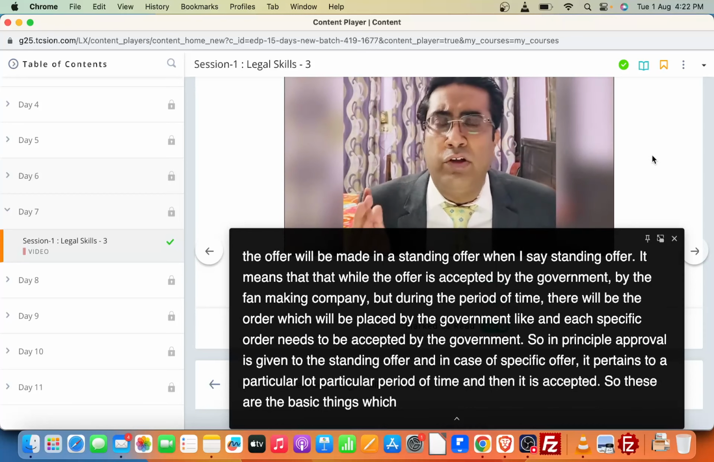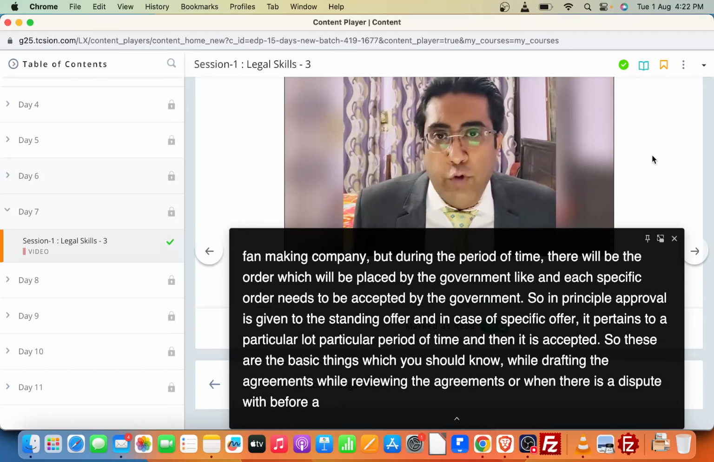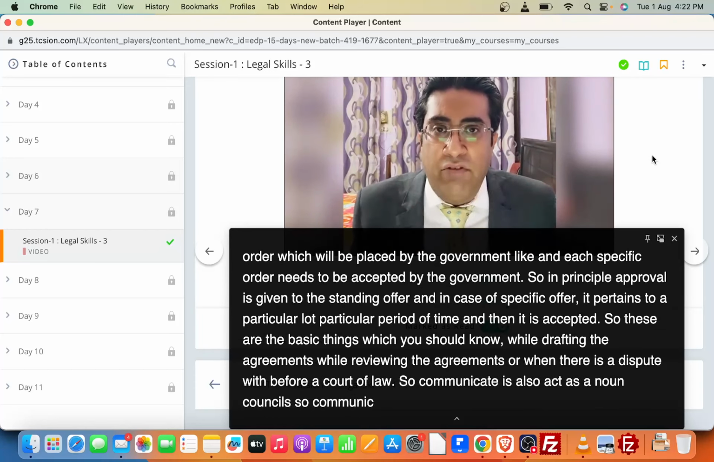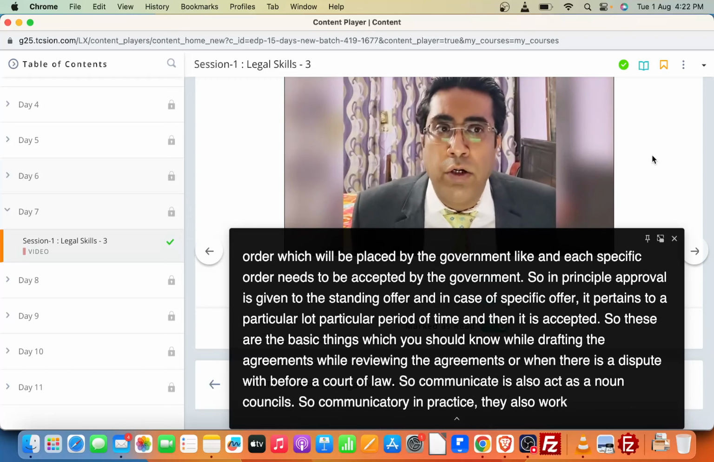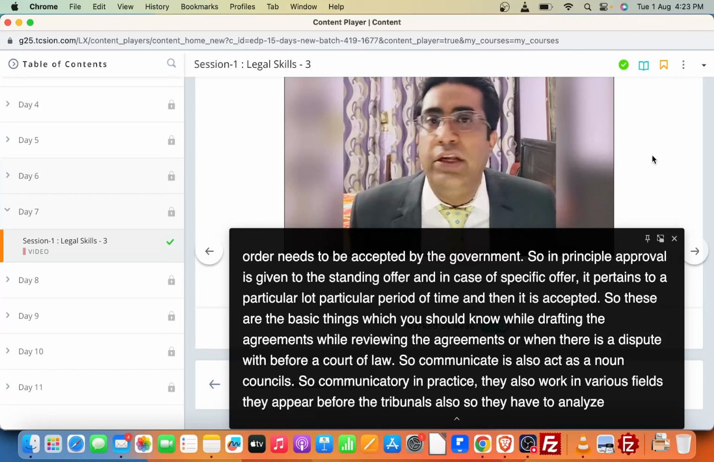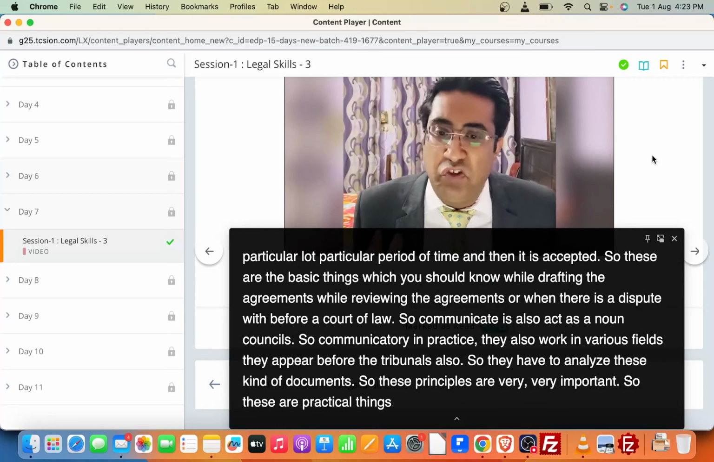So these are the basic things which you should know while drafting the agreement, while reviewing the agreement, or when there is a dispute before a court of law. Company secretaries also act as in-house counsels. Company secretaries in practice also work in various fields. They appear before the tribunals also. So they have to analyze these kinds of documents. These principles are very, very important. These are practical things which you should keep in mind.